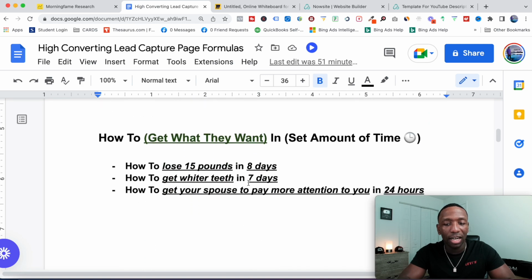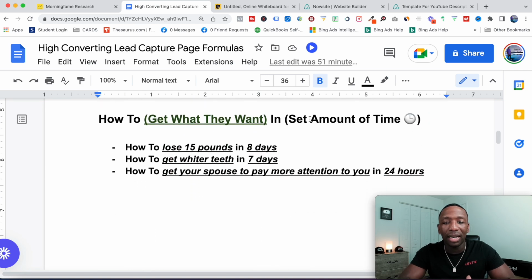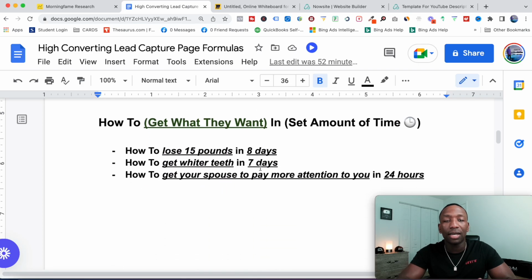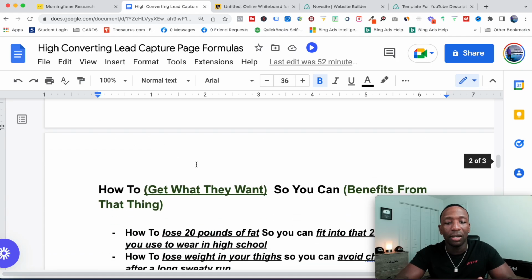All right, so let's go to the next framework. How to get what they want in a set amount of time. For me, when I use this, I always use without the thing they hate, which is similar to this one up here, or I use something that's a part of another framework, and I'll use something that says even if the thing that they're already doing in their life. All right, so we're going to go ahead and skip past this one because I kind of like the other ones a little bit better.